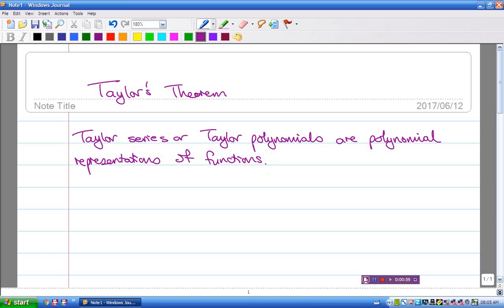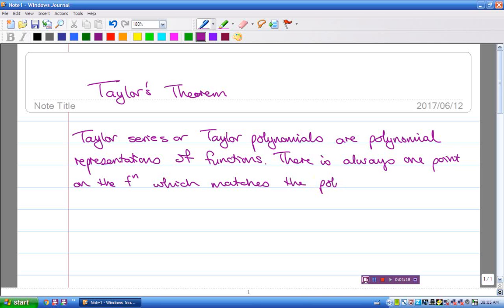There's always one point on the actual function, the true function that we are approximating with our polynomial. There is always one point on the function which matches the polynomial exactly. Okay, and I'm going to give a little footnote to that word exactly in a moment, which we call x equals a. So I'm starting off with single variable Taylor polynomials here, and then I'll move on to two variables.